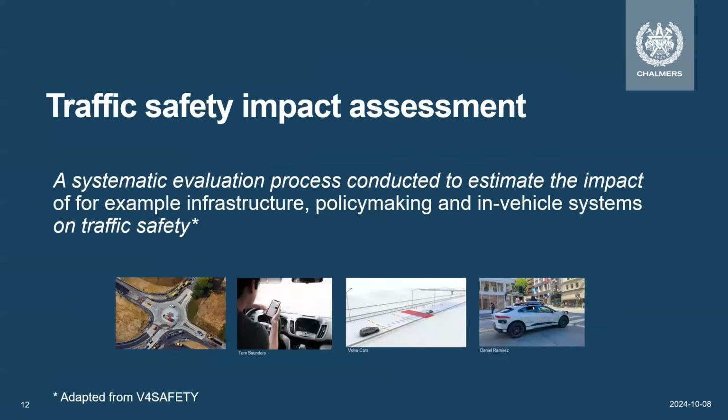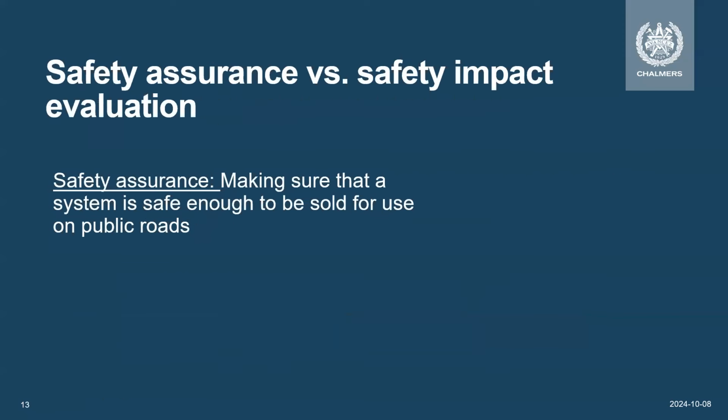of this comes in. So how do we then assess safety and a safety measure? Well, you have traffic safety impact assessments. It's a systematic evaluation process conducted to estimate the impact of the X here, the infrastructure, policymaking, in-vehicle systems, and so forth, on traffic safety, however you define that. And here I want to push for my view. This is my view of the two differences between safety assurance, which is to make sure that the system is safe enough to be sold for public use on the roads. And here, not all of those components need to be representative. When you want to show that your edge cases are solved, you want to show different things in terms of where you're not saying that you're reducing something with certain percentages.